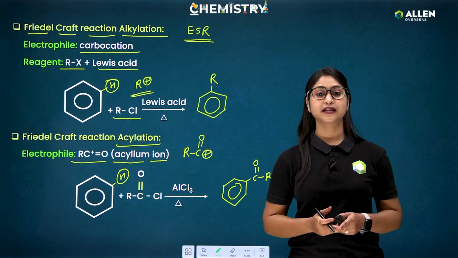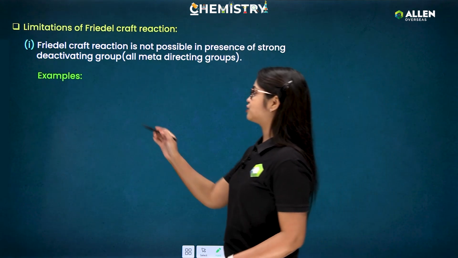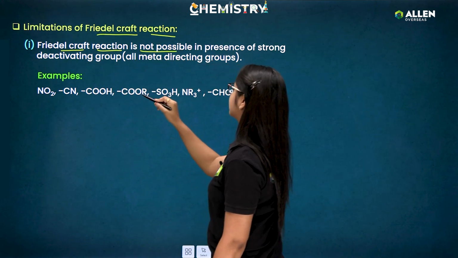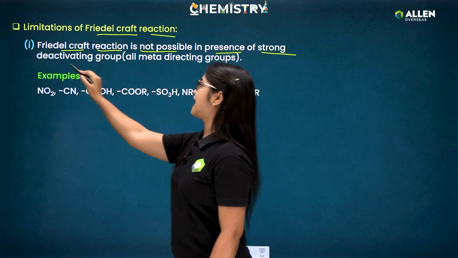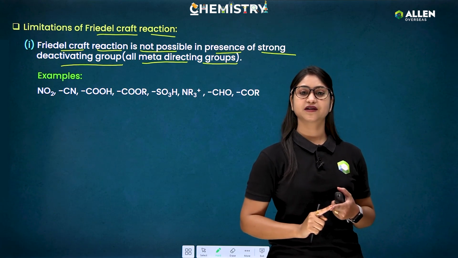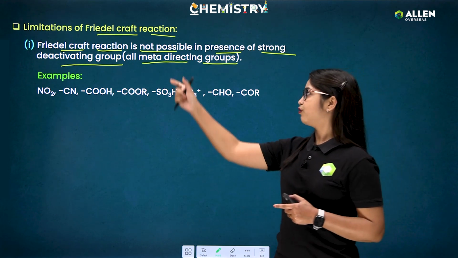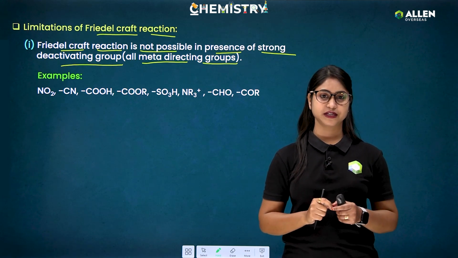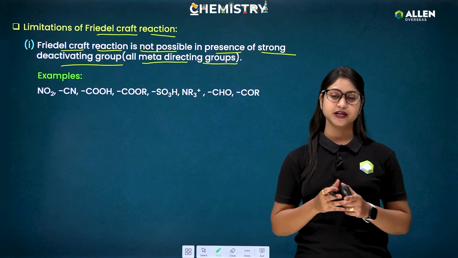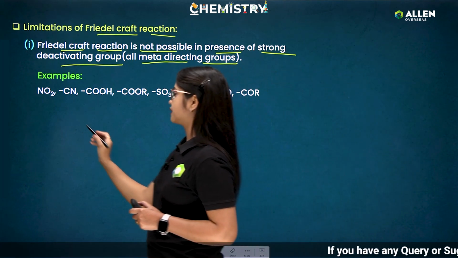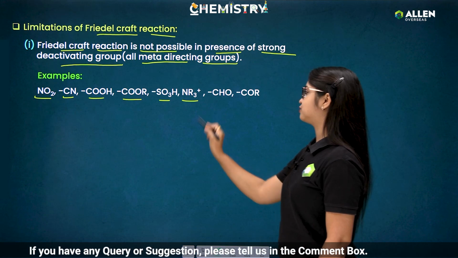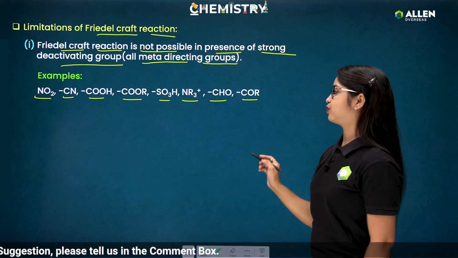Now let's see the limitations of this reaction. First of all, Friedel-Crafts reaction is not possible in the presence of strong deactivating groups, that is, all meta-directing groups. What are deactivating groups? Those which are meta-directing and withdraw electron density from the benzene, like NO2, which is highly electron withdrawing, cyanide, carboxylic acid, ester, sulfonic acid, NR3 positive, aldehyde, ketone, etc.